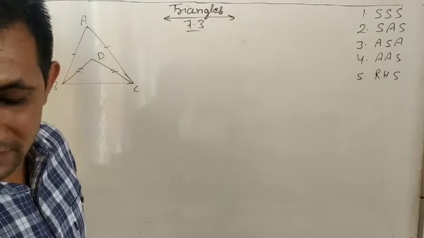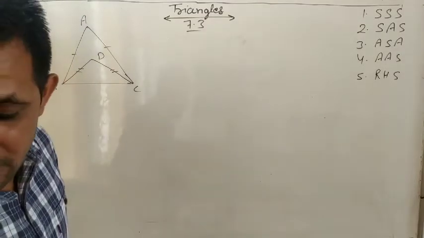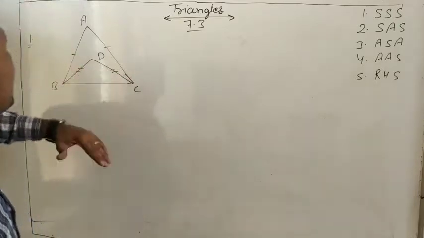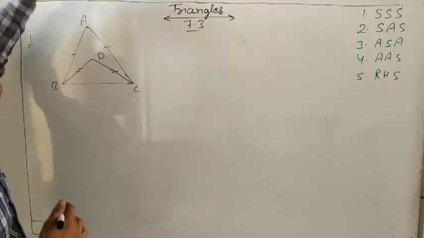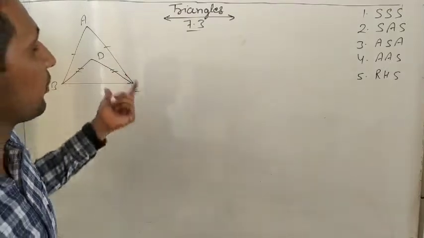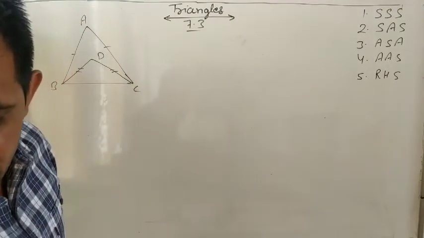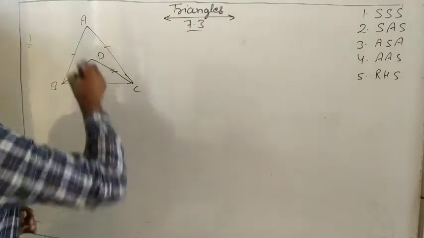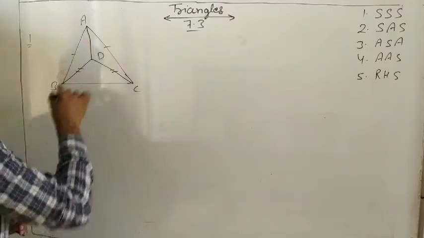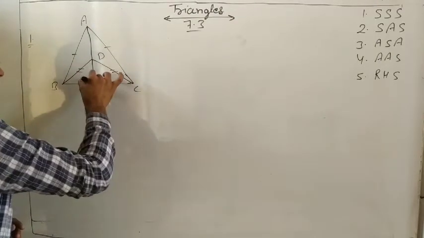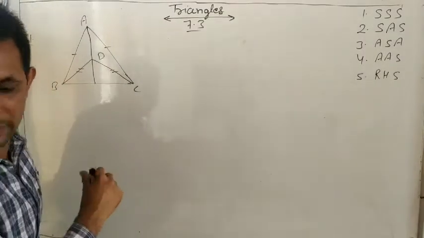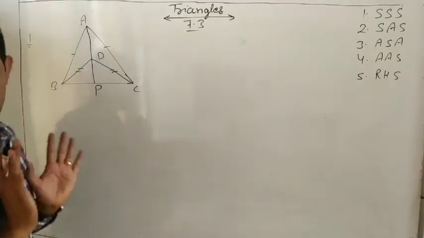Next, on the same base BC. Yes, the base is BC, and vertices A and D are on the same side, both on the upside. Don't take one on the upside and one on the bottom side. We will take both on the same side. Next, if AD is extended, it is to intersect BC at point P. It is given in the question.